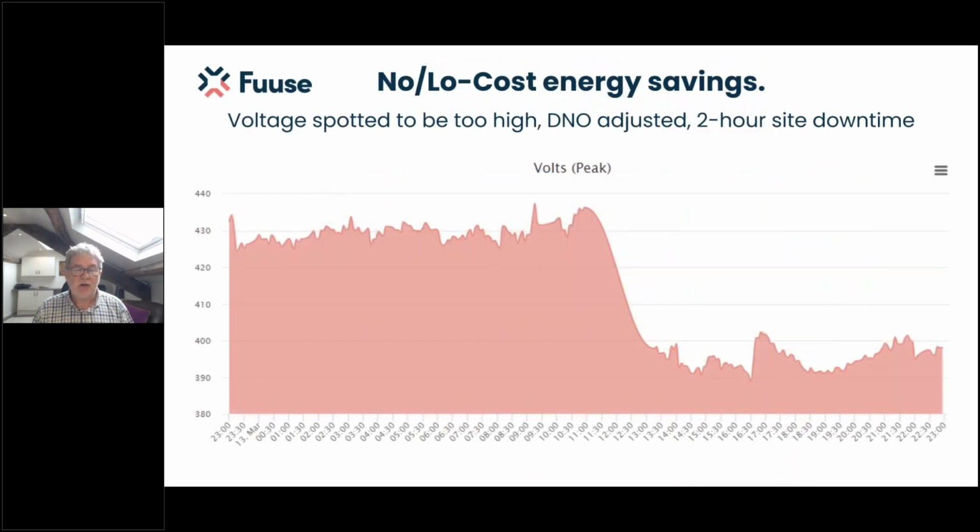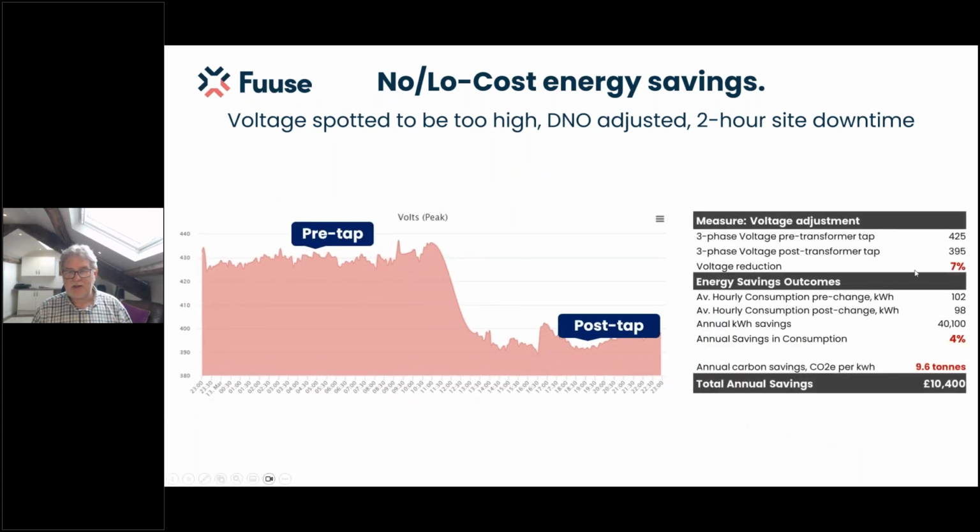Here's another one on no low-cost energy savings: voltage. So here we are on three-phase voltage. In this instance, it was spotted to be too high. The DNO, when contacted, said yes, they could tap down the local transformer, which they did.